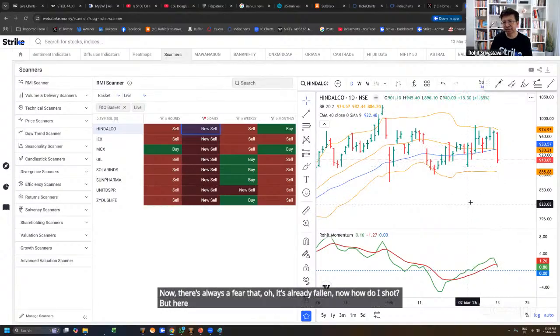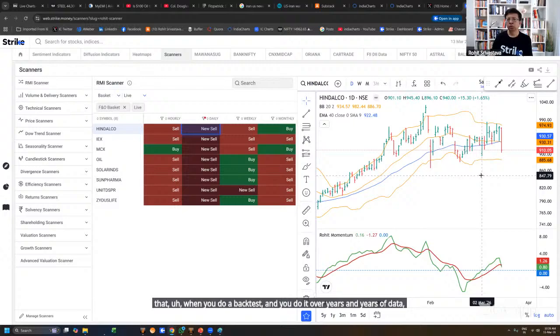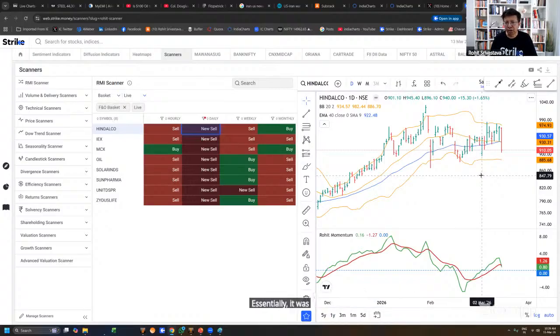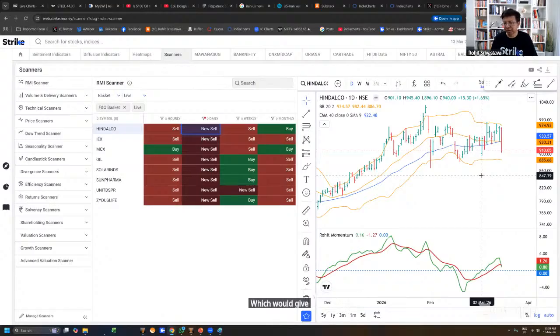But here's a statistic that when you do a back test and you do it over years and years of data, you find that overnight gaps make up for more than half your returns. So at Sharekhan, I used to run a PMS fund known as Nifty. It was based on Nifty. Let me not go into the naming. Essentially, it was modeled around Nifty. So it was a defined model, almost like an automated model, which would give a buy or sell signal on daily closing prices.